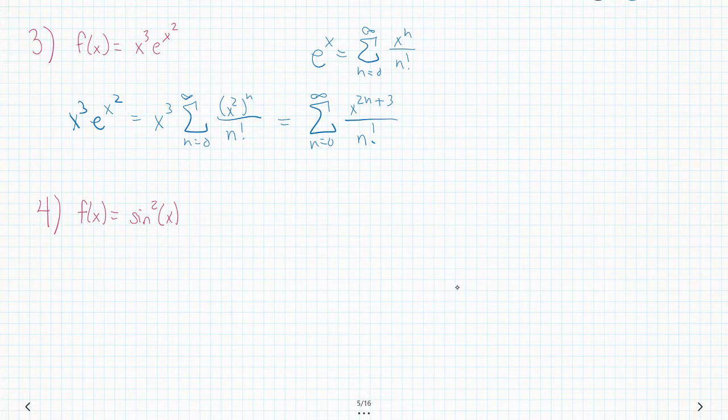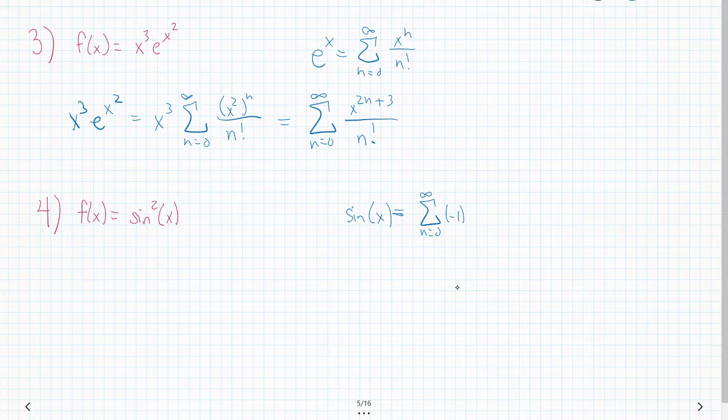Okay, so now our last one, I tossed this one in here because it's kind of interesting. So the original intuition might be sine of x equals the summation n equals 0 to infinity of (-1)^n x to the 2n plus 1 all over (2n plus 1) factorial.